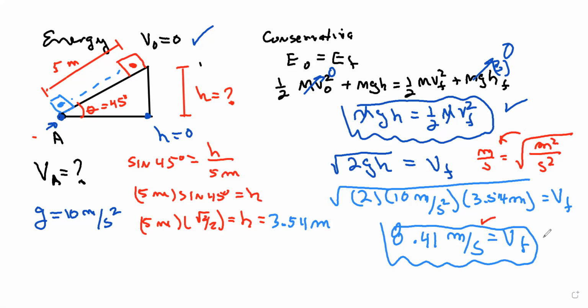You have calculated the velocity of a particle that is sliding down on an inclined plane that has an angle of 45 degrees. And the energy in this case is conservative. That means there is no friction, and the initial energy has to be the same as the final energy.